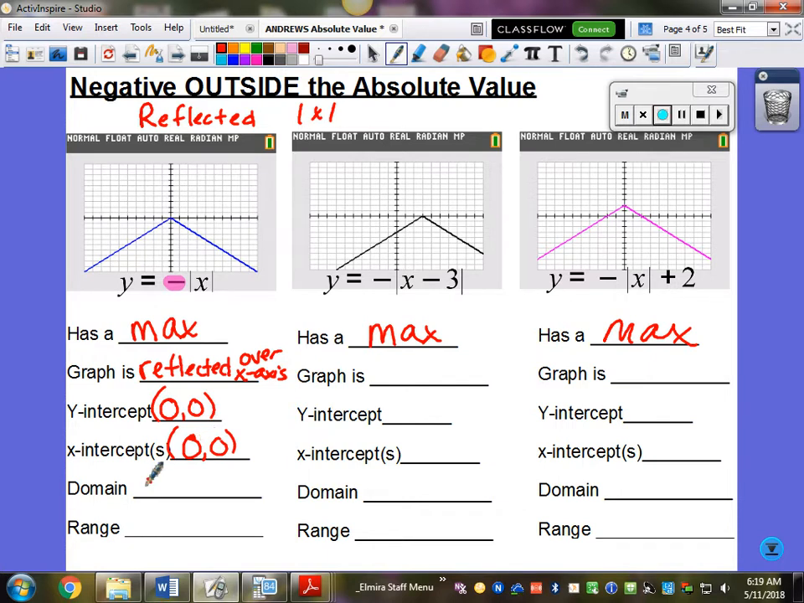Domain, all real x. They're all real x. Okay, the range. Now that this function is opening down, the y values are all going down. They're less than. So y is going to be less than or equal to 0 for the range.